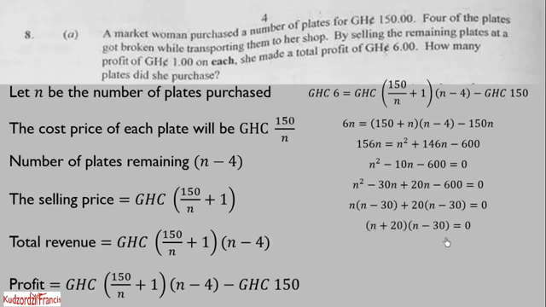So by the zero product principle, you have n plus 20 equals 0, or n minus 30 is equal to 0. Therefore, we have n equal negative 20 or n equal 30. Since we are dealing with number of items bought, we discard the negative value. Therefore, she bought 30 plates.